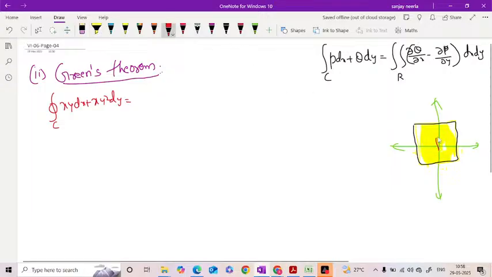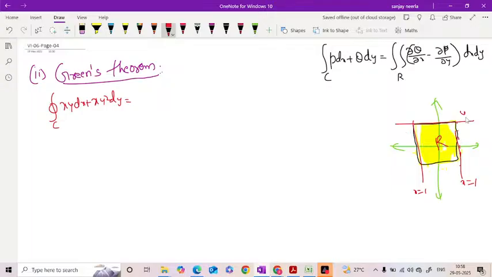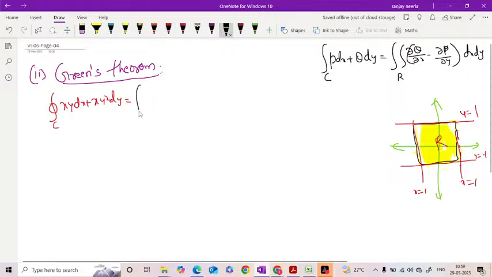This is our region, bounded by the line x is equal to 1, the line x is equal to minus 1, the line y is equal to 1, and the line y is equal to minus 1. So this is the region. Now compare. So now what is our statement?